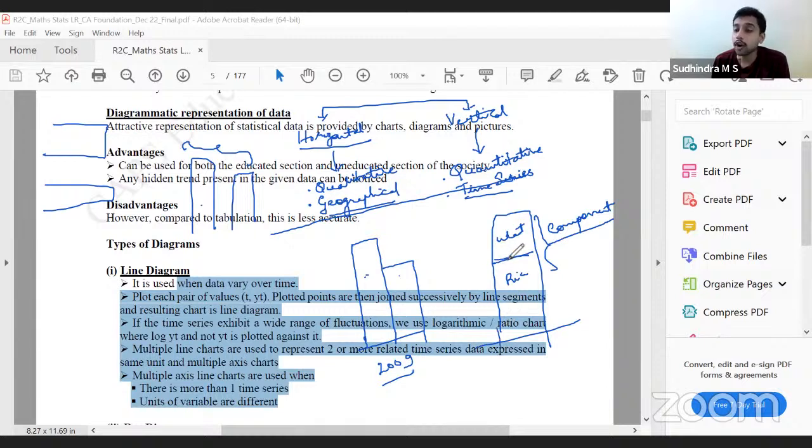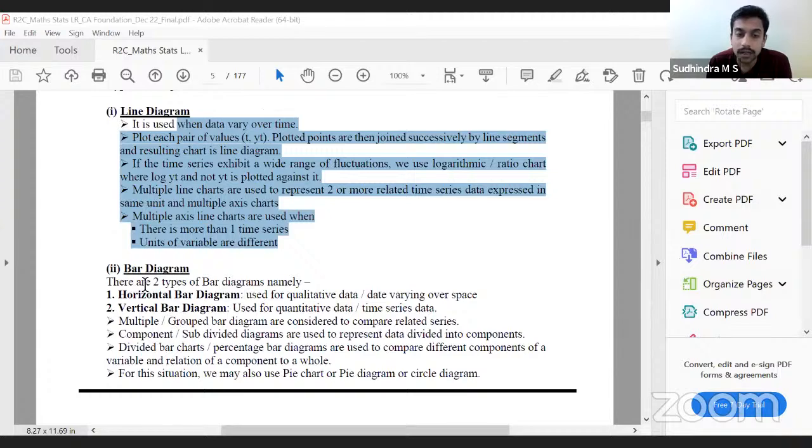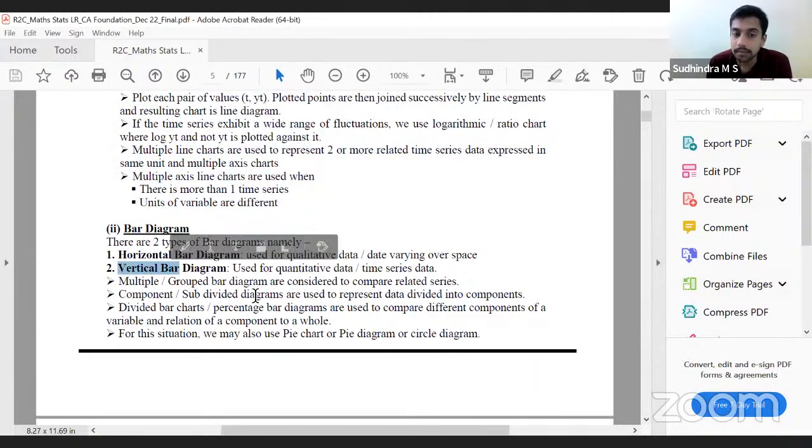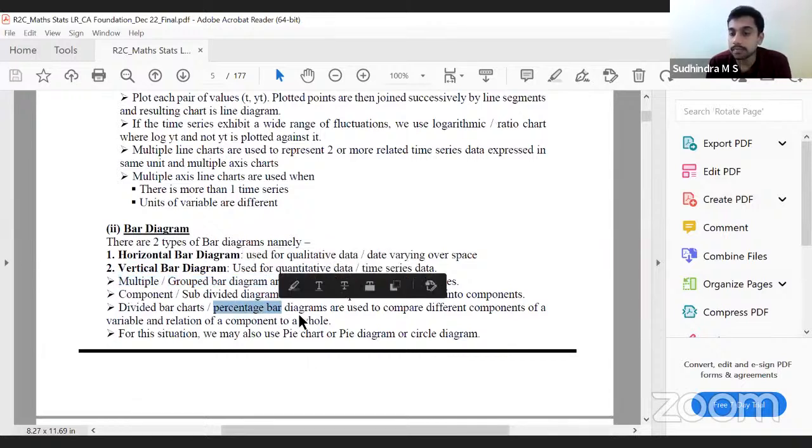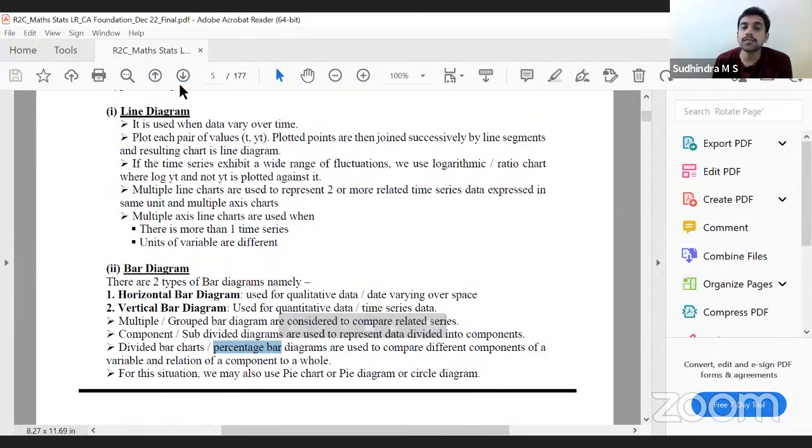Component bar diagram or subdivided bar diagram. Here, I go with the actual quantity. However, if I do not want actual quantity, I want to express them in percentage, I'll have one single bar, but calculate the percentage of composition and divide them. That is percentage or divided bar diagram. These are the different types of bar diagrams that we have: horizontal bar diagram, vertical bar diagram, multiple or grouped bar diagram, component or subdivided bar diagram, divided bar charts or percentage bar diagram.